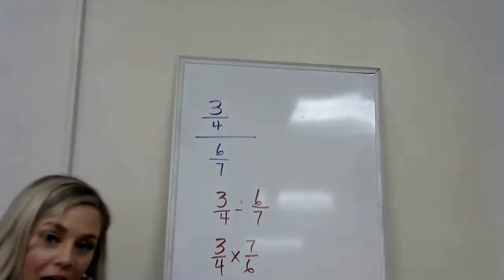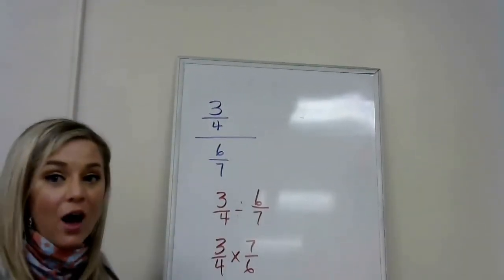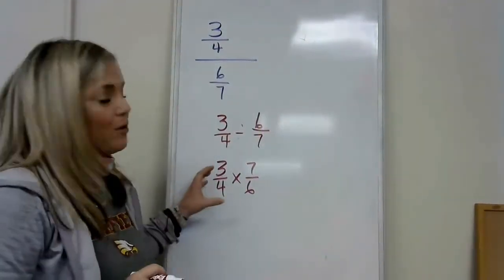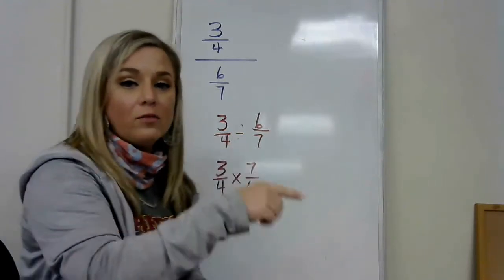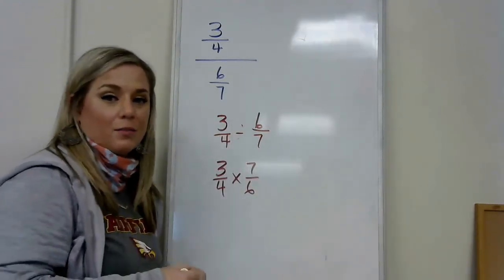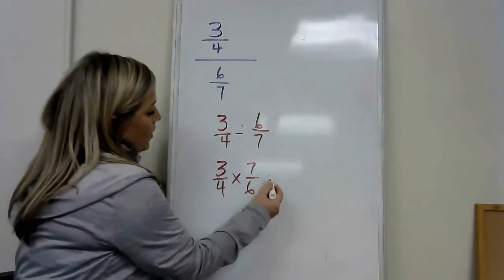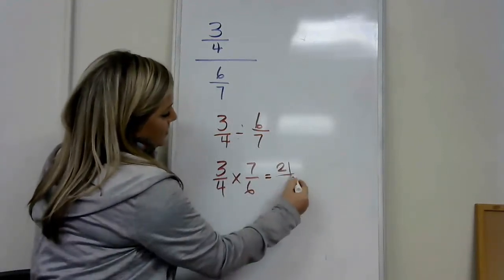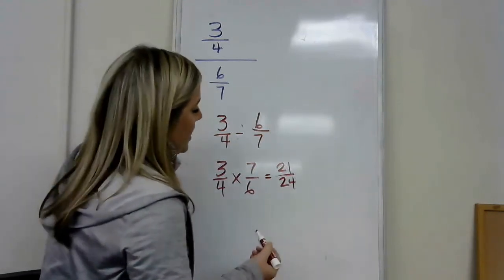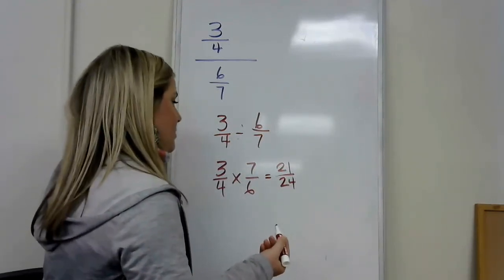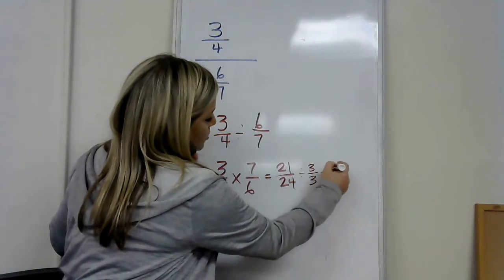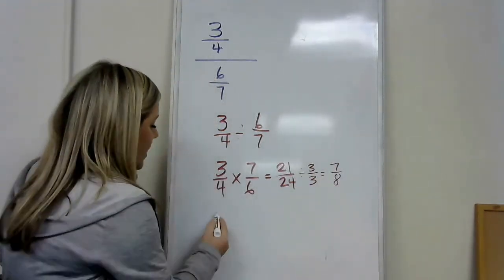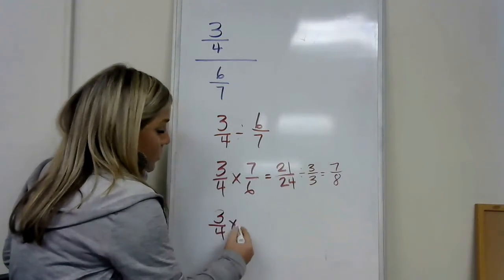Now, I've told y'all, I always say reduce. If we simplify before we multiply, we don't have to do it at the end. I'm going to do it out so you can see, and then I'm going to cross simplify. So, 3 times 7 is 21, and 4 times 6 is 24. I know that both of these can be reduced by 3, which would be 7/8. If I would have cross-reduced, I wouldn't have had to do that at the end.